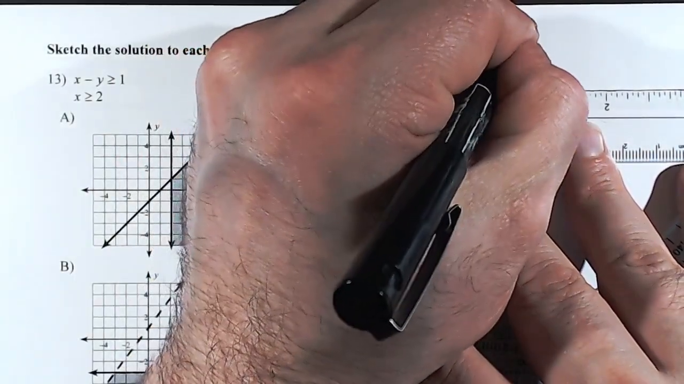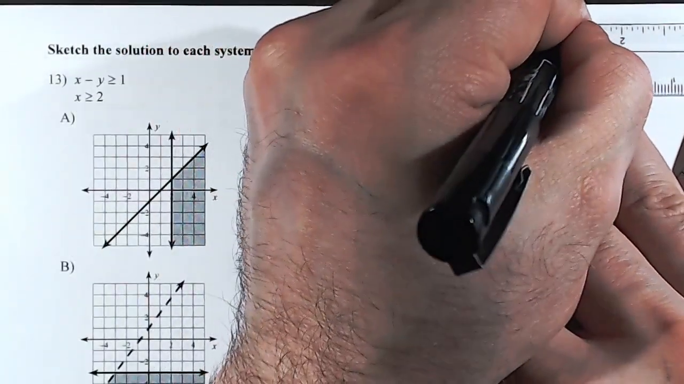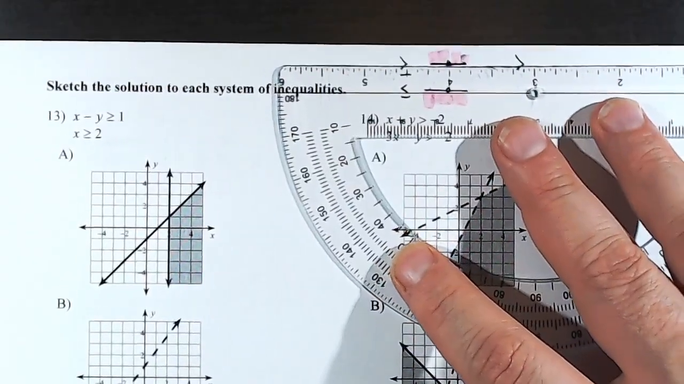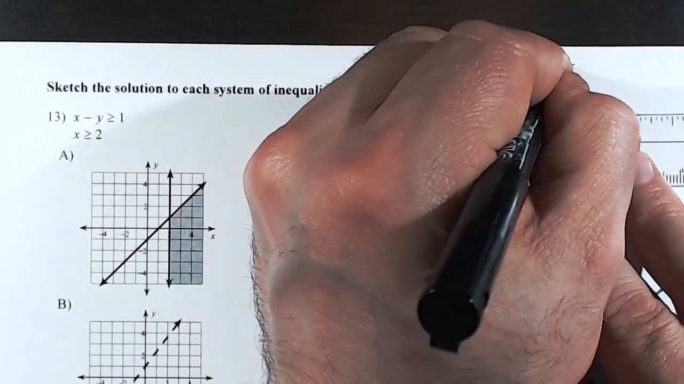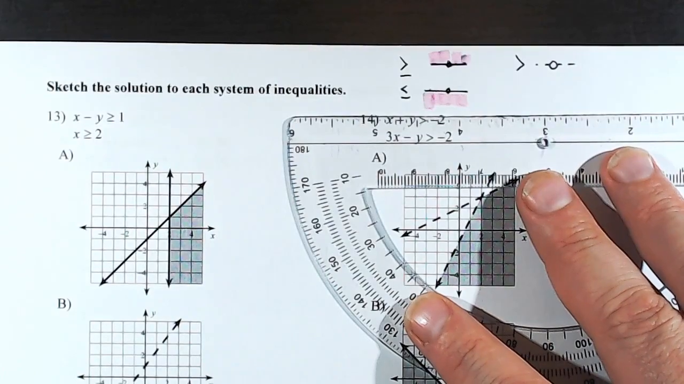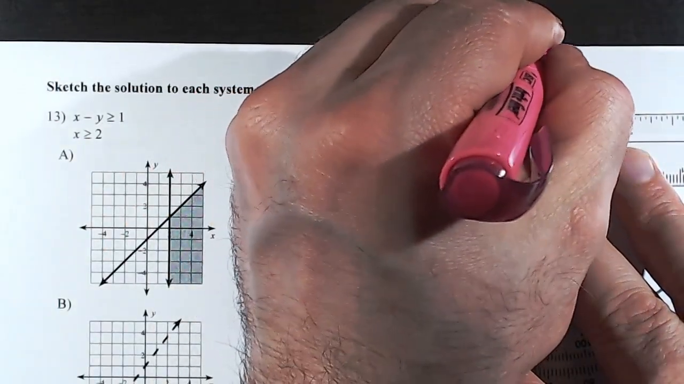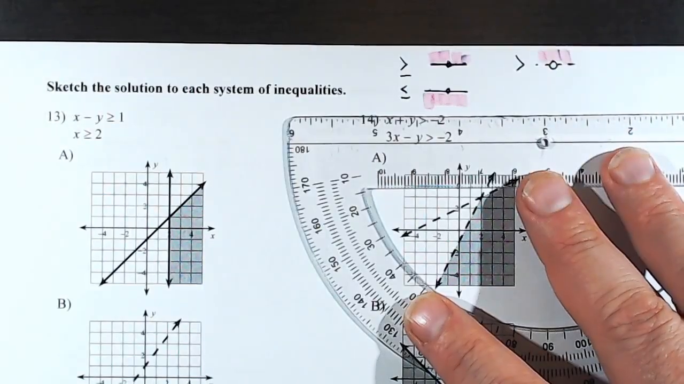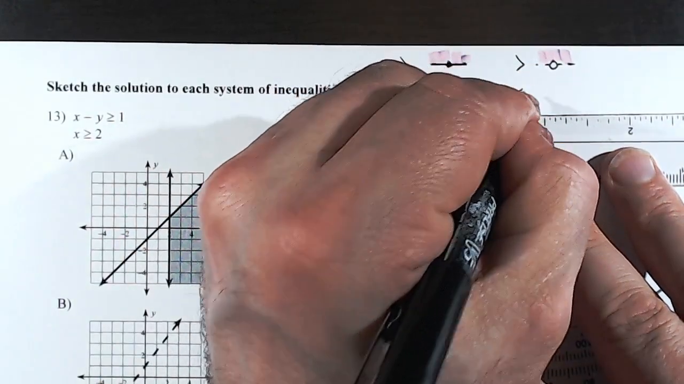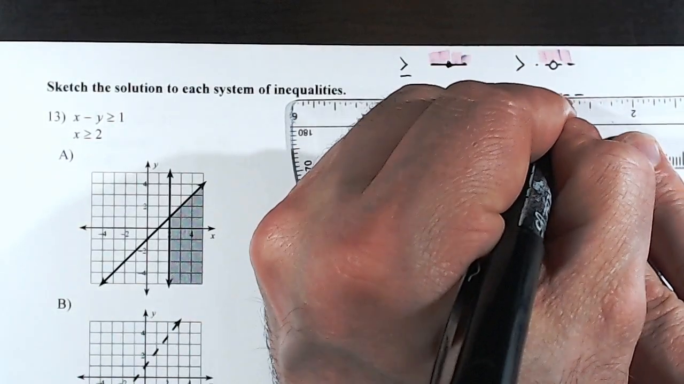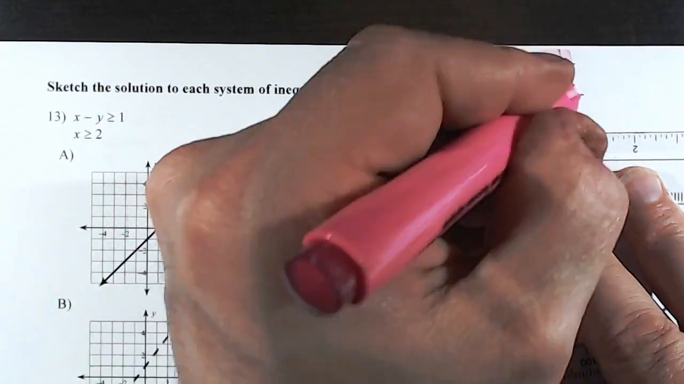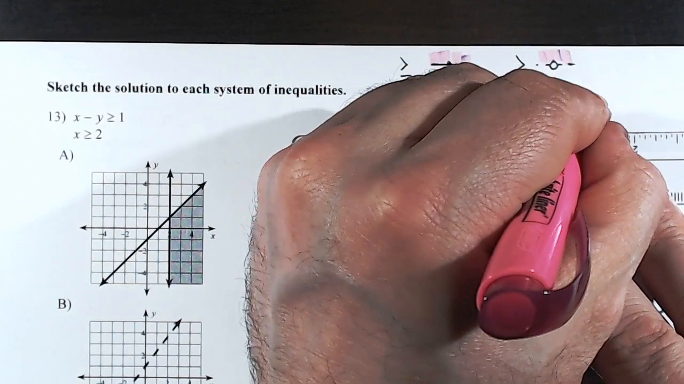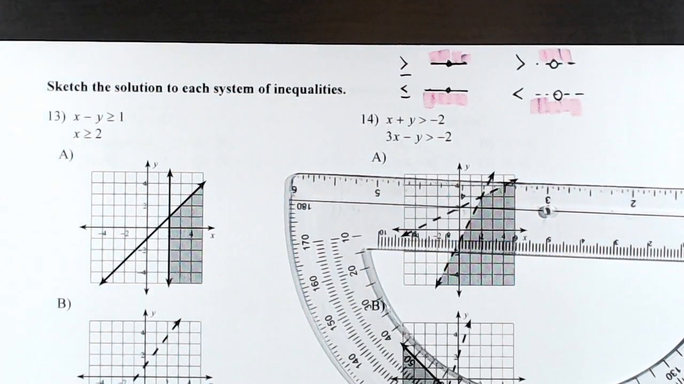Okay, now greater than all by itself is going to be a dotted line. Sorry, you can't really see this. A dotted line, open circles, and it's going to be shaded above. And less than, we have a dotted line as well. Open circles, but shaded below. So those are your 4 possible situations that you'll encounter.